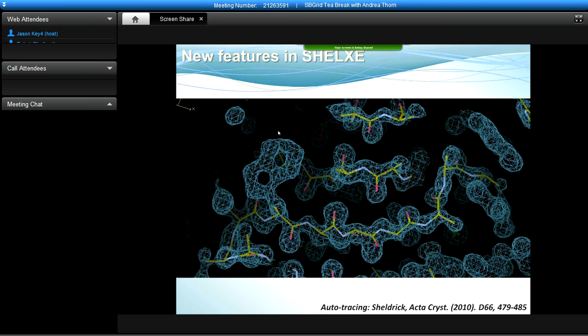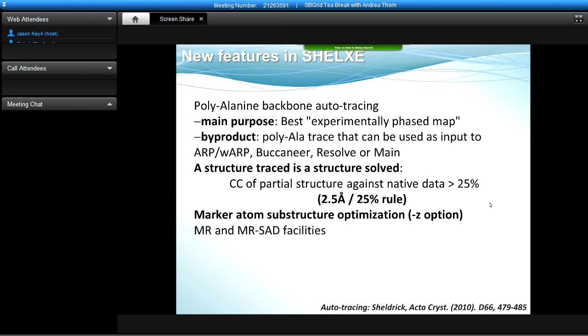SHELXE now can do auto tracing, and this is the result you can expect for a high-resolution structure from the auto tracing. So you can clearly see that this map doesn't suffer very much from phase error, and you can even see ring systems. So this is a beautiful map, and every one of us would love to build in it. However, it is very important to keep in mind that the polyalanine backbone auto tracing employed by SHELXE is there to get the best experimentally phased map. This is the main purpose.